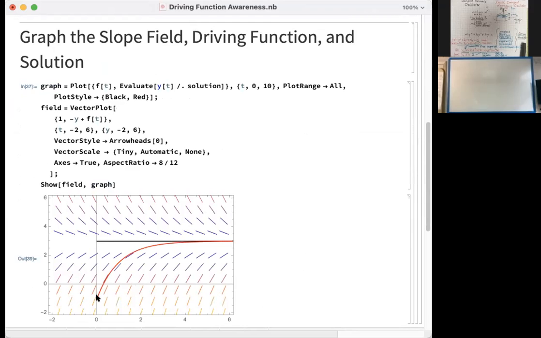And what does your solution want to do? It wants to imitate 3. It has to catch up. Your solution in red matches the slope field, and it's doing what? Imitating and lagging the driving function.